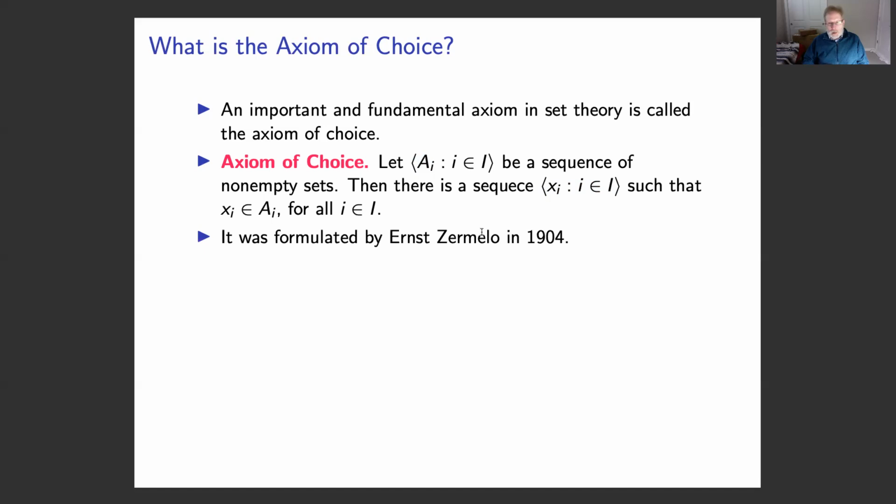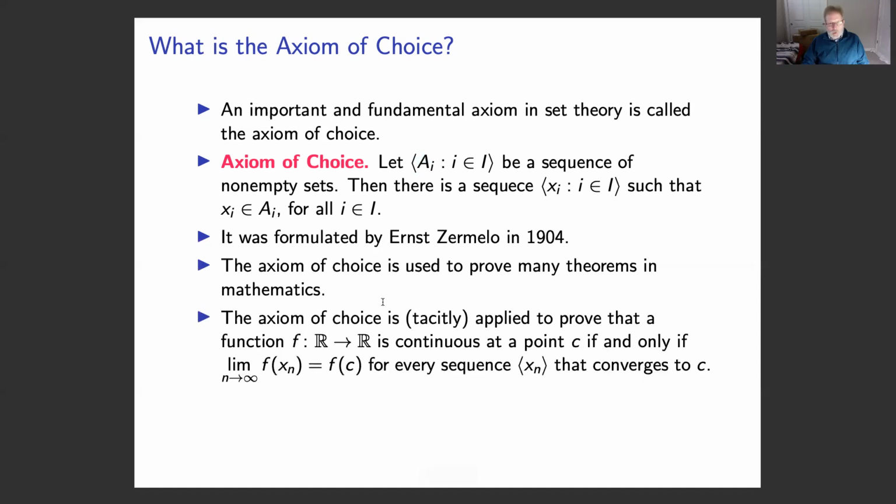This axiom was first formulated by Ernst Zermelo in 1904. The axiom of choice is used to prove many theorems in mathematics. For example, in real analysis, there's a theorem that says a function from reals to reals is continuous at a point c if and only if for every sequence of points that converges to c, the limit of the sequence f of x sub n is equal to f of c. It turns out the axiom of choice is used to prove this theorem. This is actually sometimes used in calculus too.